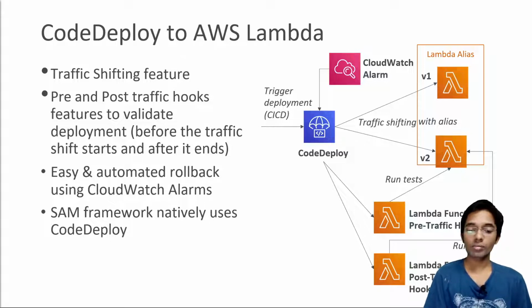It's fairly simple. It looks the same as before, but here you have to remember we are using the traffic shifting feature of the Lambda alias, and also we have Lambda functions for the pre-traffic hook and post-traffic hook to run some tests during our deployments.